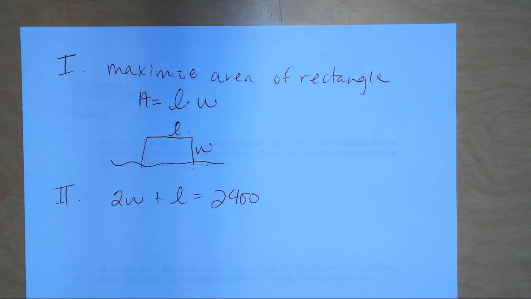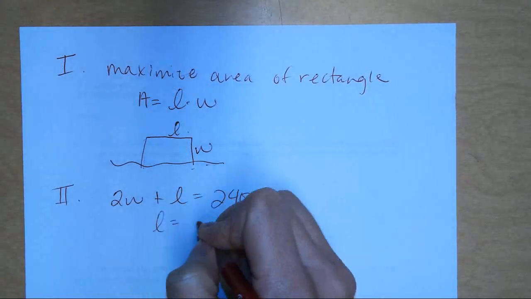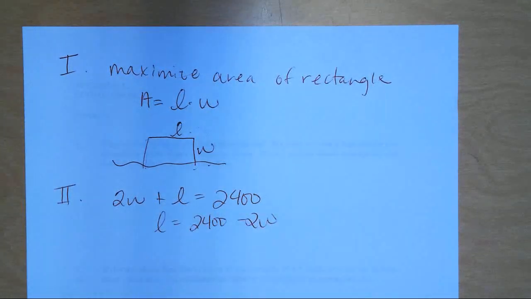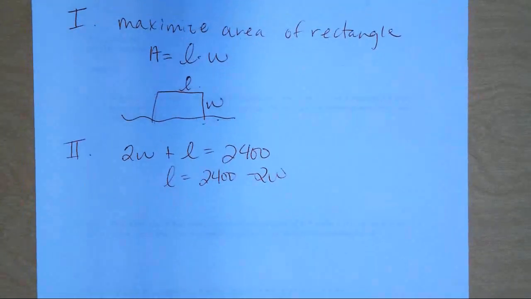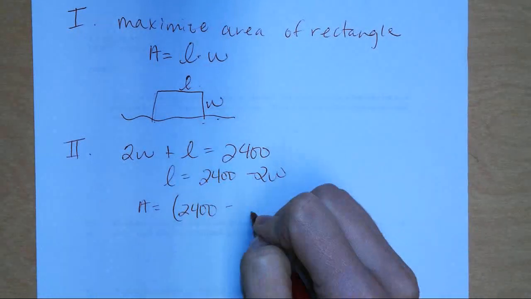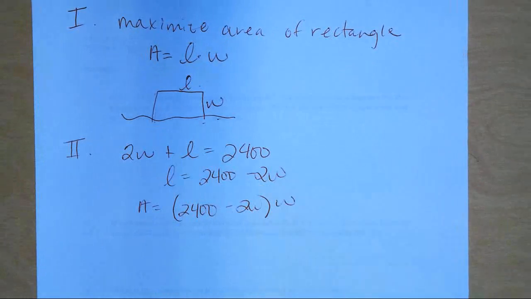Okay, now I'm using this relationship to get it in terms of one variable. So I'm going to solve for L just because that one seems easier. So 2,400 minus 2W is what L is equal to. And then I'm going to plug that in. So I get area equals length times width. At this point, I'm not going to simplify. I'm always just going to leave it like it is.